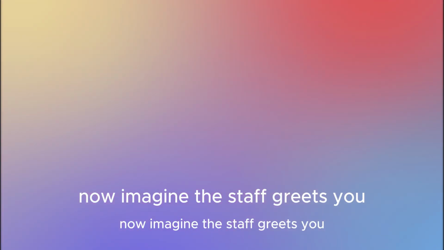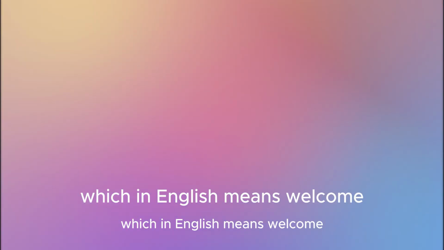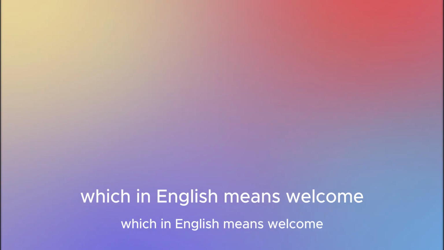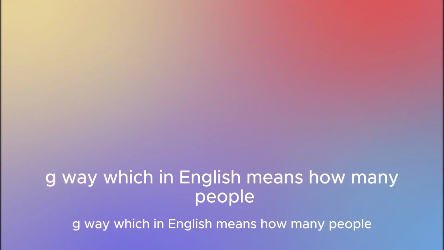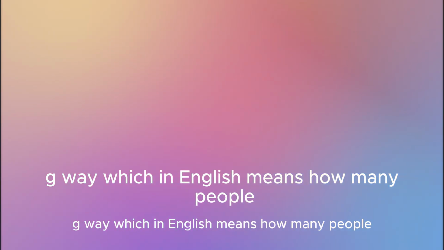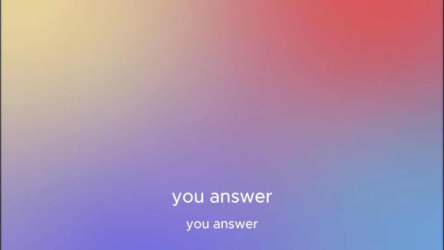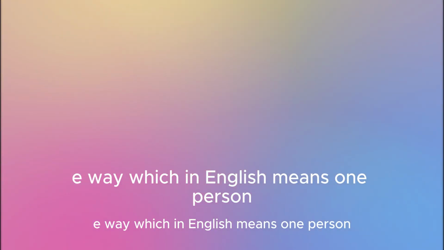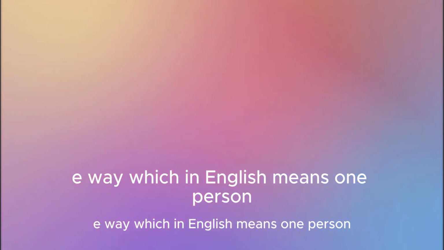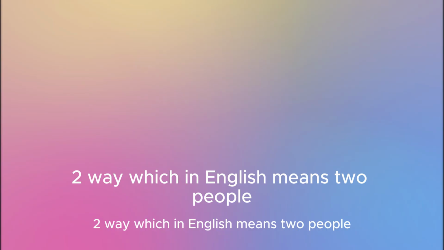Now imagine the staff greets you. 欢迎光临, which in English means welcome. Repeat. 欢迎光临, which in English means welcome. They may ask 几位, which in English means how many people. Repeat. 几位, which in English means how many people. You answer 一位, which in English means one person. 两位, which in English means two people. Repeat both. 一位, which in English means one person. 两位, which in English means two people.